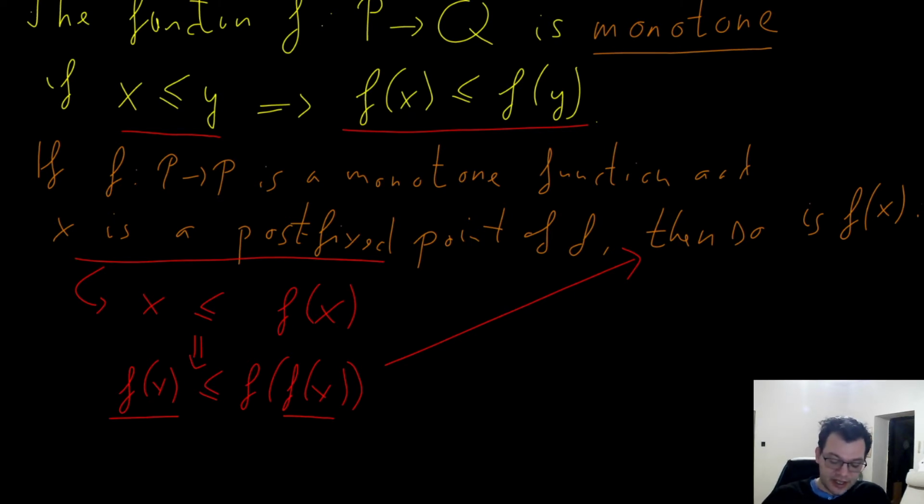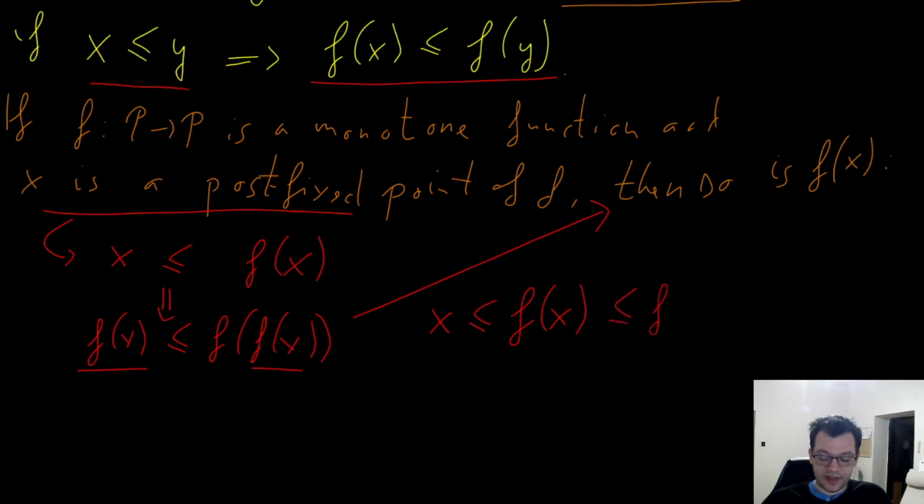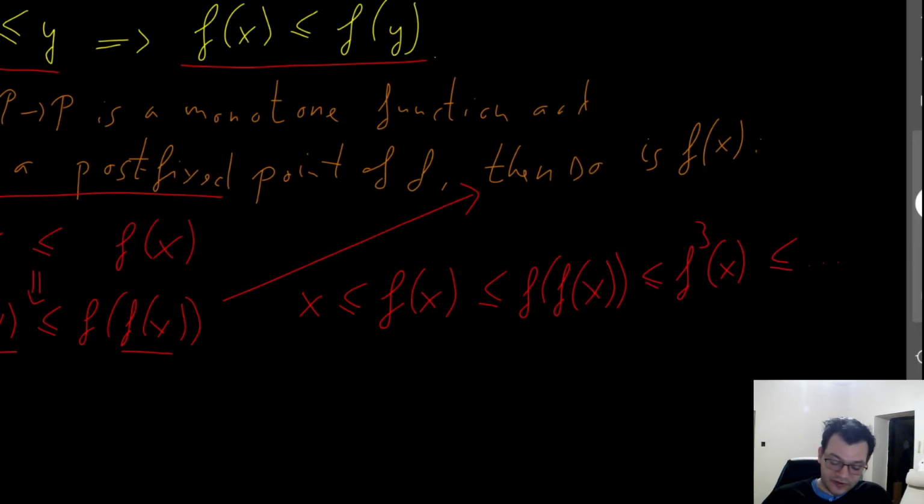So it means that if x is a post-fixed point, then f of x is larger than x. But since now f of x is also a post-fixed point, we get that f of f of x is also a post-fixed point. So this is again smaller than or equal to f of f of f of x, which I will just denote by f to the third of x, and so on. So we will have a chain of post-fixed points, which is great. Each of these is a post-fixed point if f is monotone.